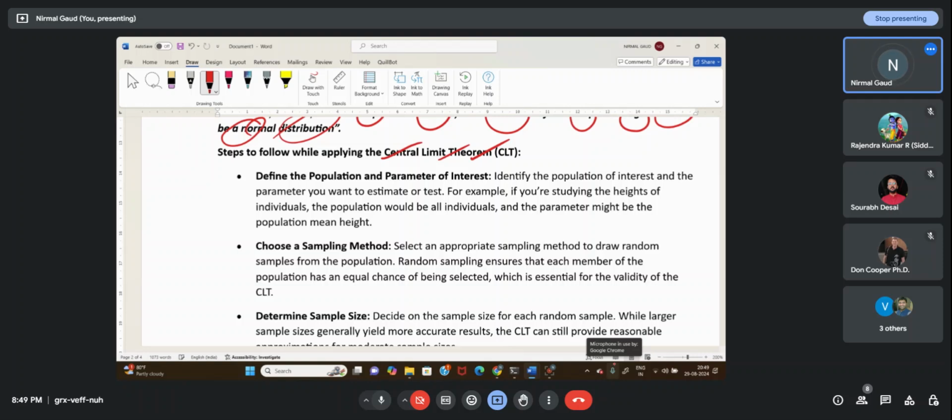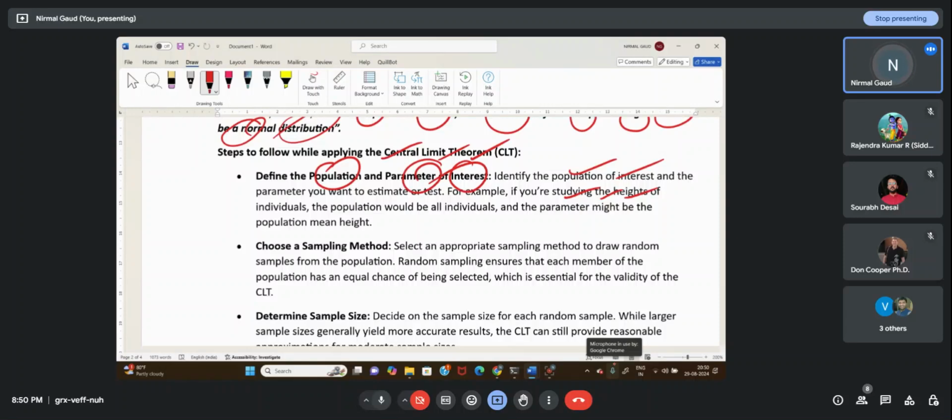That means we can define the population. We can define the parameter of interest. That means identify the population, and the parameters are our mean and the standard deviation. You can take the height, the kind of data on which you are working. If you are talking about the height of the individuals, you can take the mean height from them.